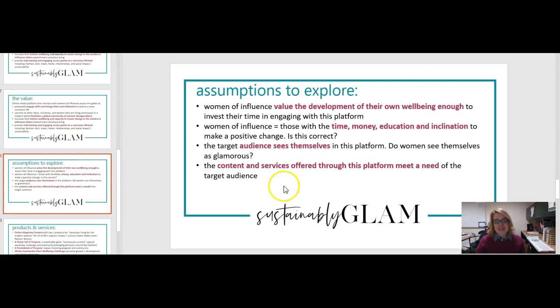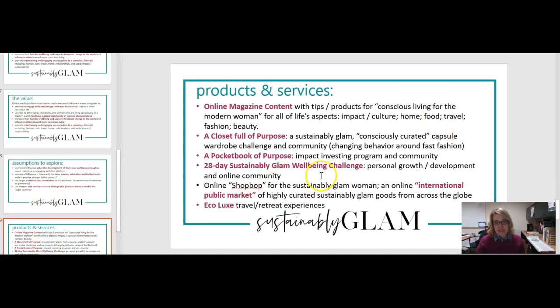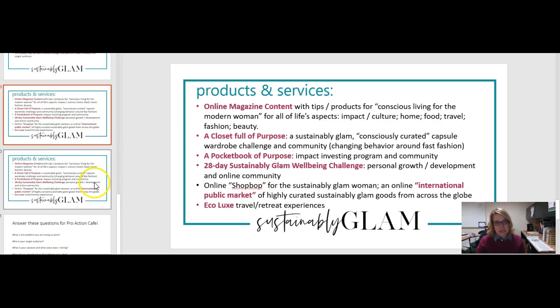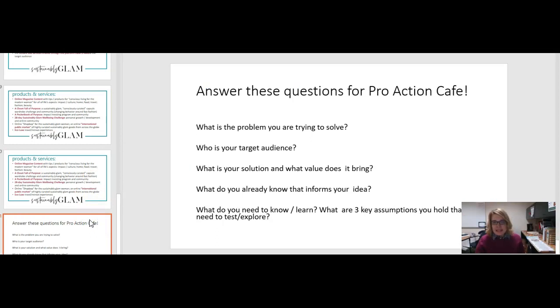And then I have some assumptions that I want to explore there. And I have some products and services that I'm thinking about wanting to get a look at. So that is kind of just me looking at a pilot, right? A prototype, and answering some of those questions that I'm asking you to bring answers to and to explore with us on Saturday.